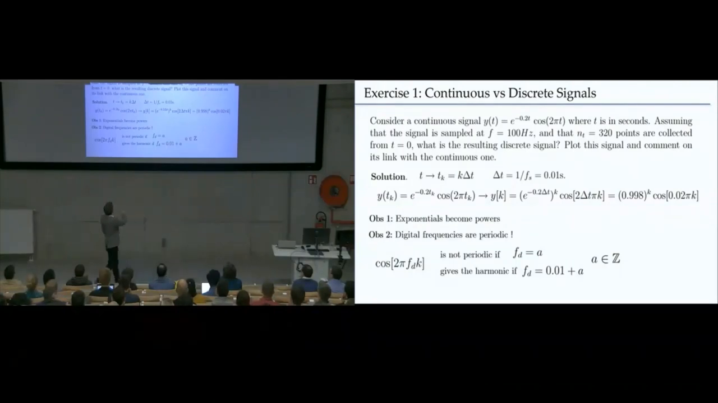For example, if I write it like this in terms of digital frequency, and here I put any integer, this will not be a harmonic, it will always be one. And if I take here a digital frequency and then I add any other integer, I get the same signal. Do you know what's the name for this problem? It's aliasing, right? So basically, you have multiple representations of the same harmonic.